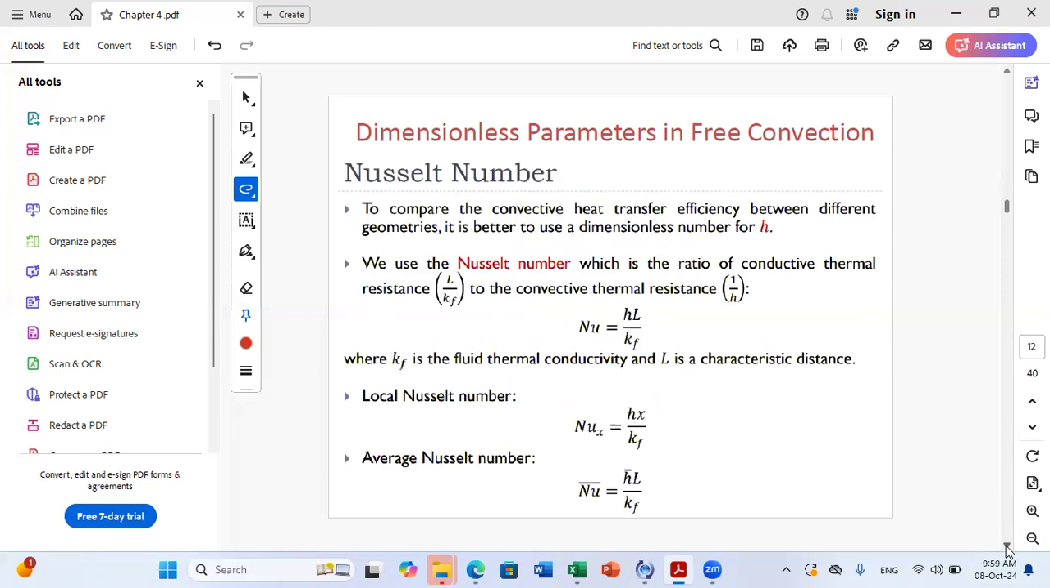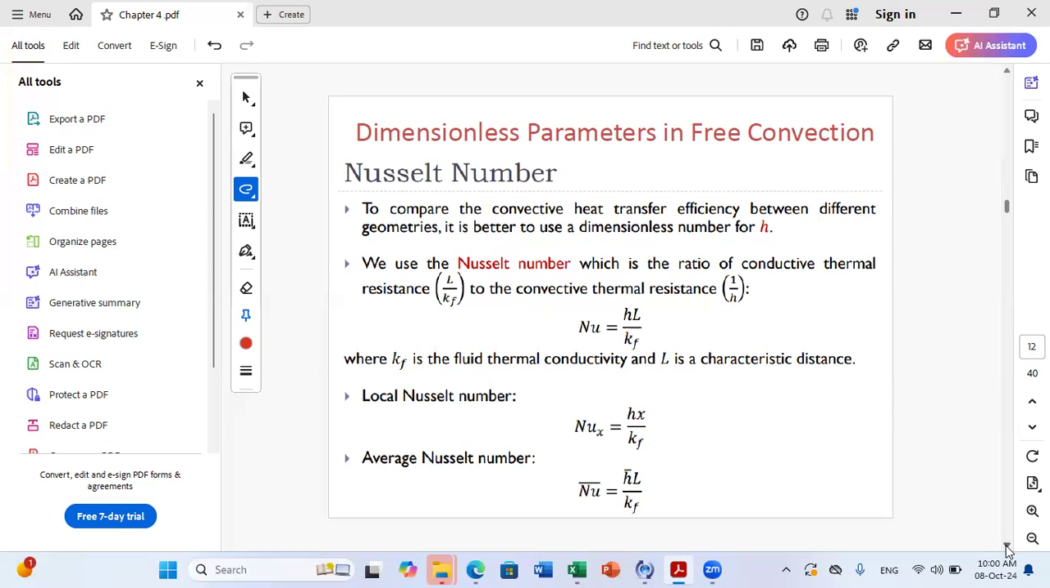To be able to understand how we should find h, we should first introduce a set of dimensionless parameters that will affect free convection, okay? So to compare the convective heat transfer efficiency between different geometries, it is better to use a dimensionless number for h. In fluids, you will see that dimensionless numbers are really important. For example, one of the main dimensionless numbers that we talk about is the Reynolds number. The Reynolds number has no unit, and it can help us to know the regime of the flow, if the flow is laminar or turbulent.